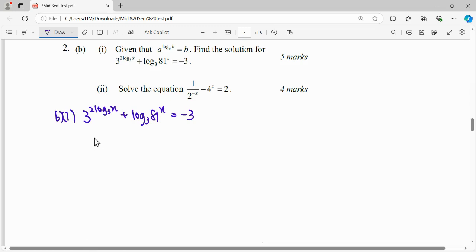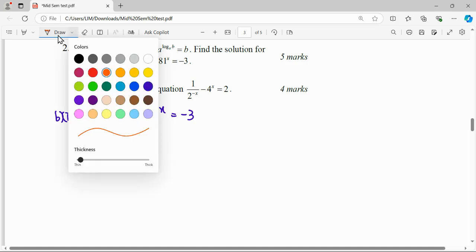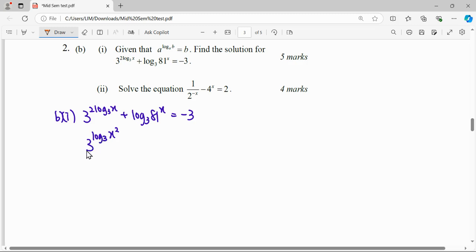Next, continue. We are going to find the solution for this equation. Given that if you have a to the power of log base a, with the same base, it can be simplified into b. So for this, we notice that we have indices of base 3. Then in the power of log base 3, we take out the coefficient 2, which becomes the power of x. Then we can simplify the log 3 and base 3, giving us x squared.